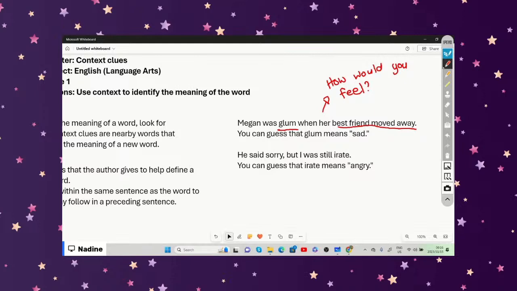It is some form of clue that the author gives us to define a difficult word. Glum is a difficult word, specifically because we've never heard or used the word glum. Glum is the word the author used to express himself within a sentence, but within the rest of the sentence, clues are given, like when her best friend moved away, to help define a difficult or unusual word, especially like glum.